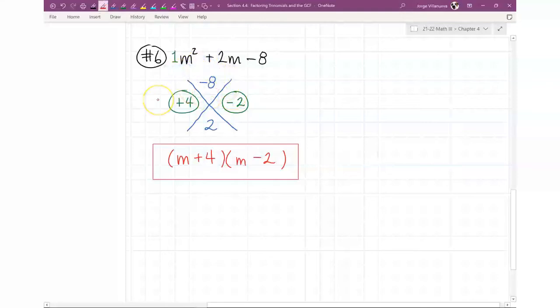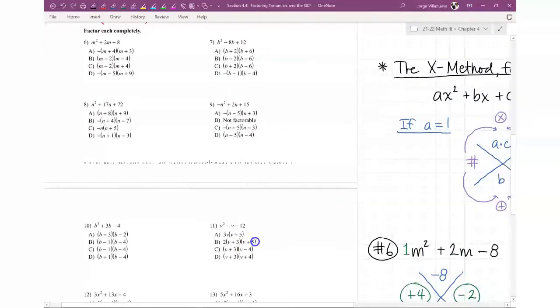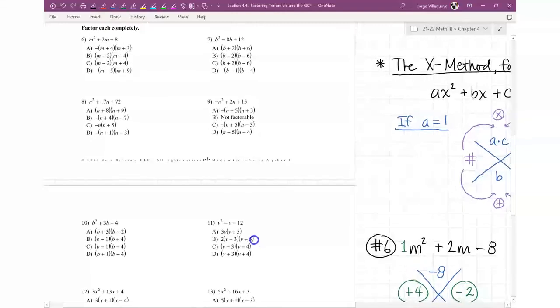Positive 4 minus 2 is 2, which is this number right here. So as long as they multiply to the top number and add up to the bottom number, you're good. Okay? That's what you're looking for. You want them to do that. So let me check a different number, and then let's see if you guys have any questions here. But so the first ones are okay.